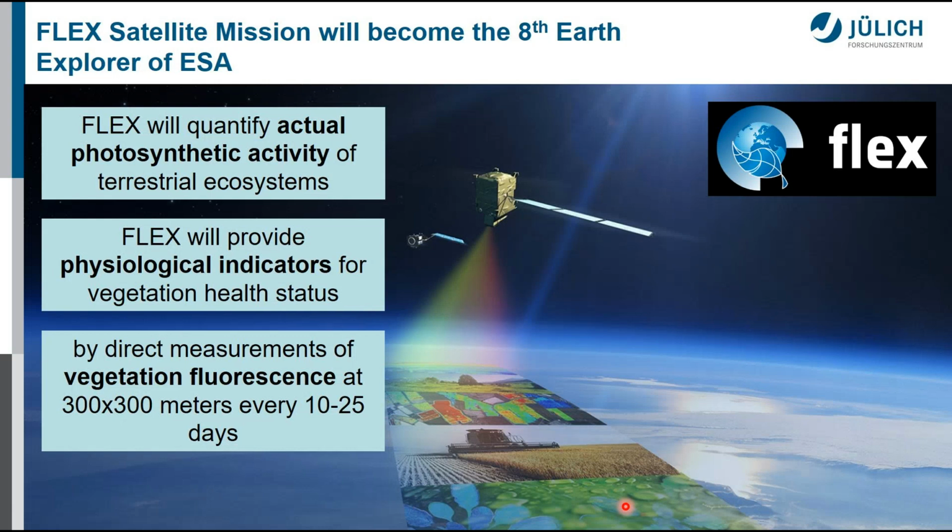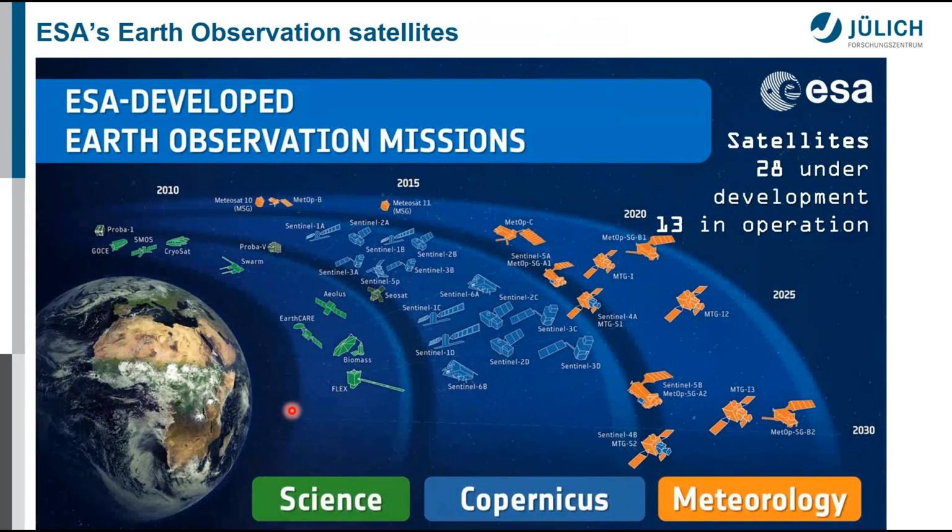Now, 3 years ago, the European Space Agency, ESA, selected a new satellite mission, which is called FLEX. This will be a new satellite mission which is geared solely towards measuring this fluorescent signal on a global scale.